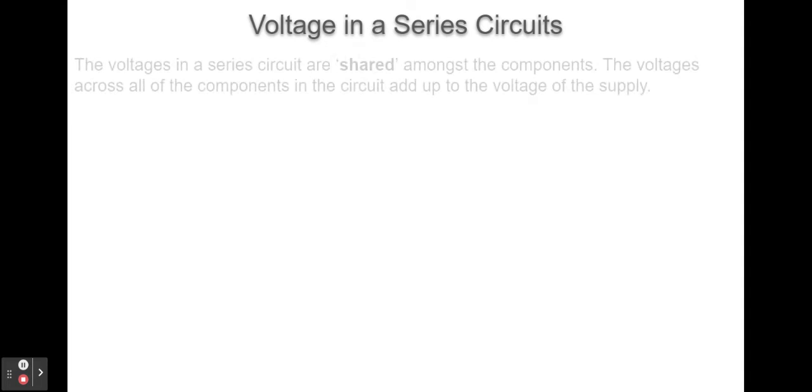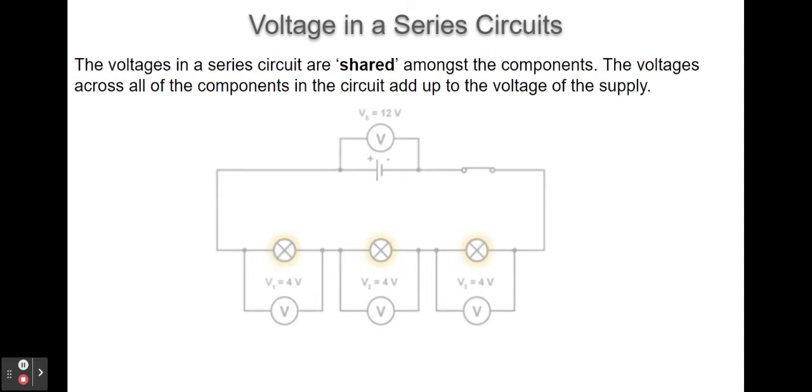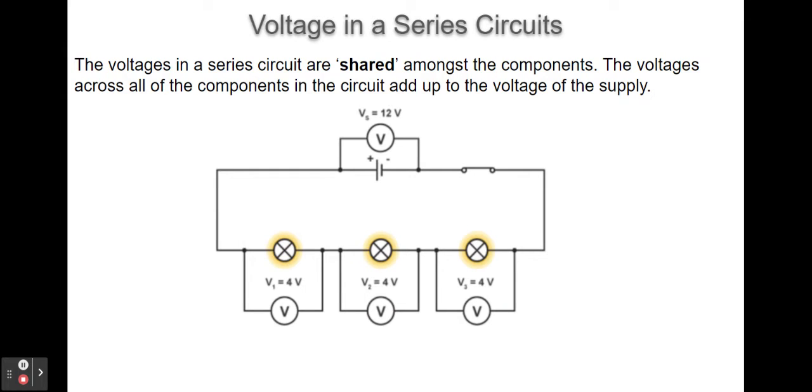Voltage in a series circuit though splits up. It's shared between the components. So here we have a series circuit containing a cell and 3 lamps. And you can see the potential difference across the cell is 12 volts. But the potential difference across each of the 3 lamps is 4 volts. The reason for that is that, remember, voltage or potential difference is the energy per unit of charge. 12 volts, the supply voltage, tells me that each coulomb of charge gains 12 joules worth of energy as it passes through the battery.